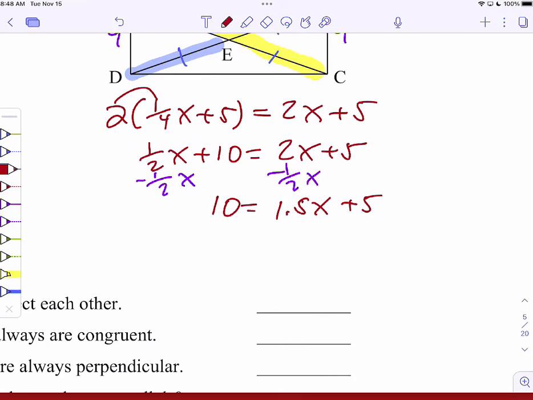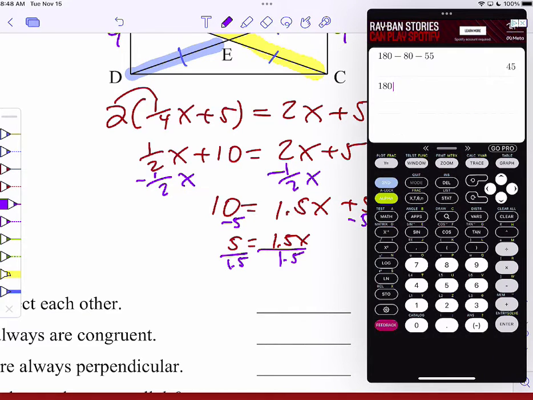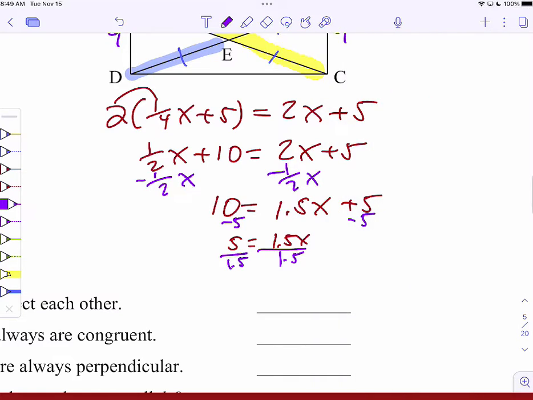Okay, I'm going to zoom in on this so you can see it better. Then I'm going to subtract 5, and I get 5 equals 1.5x. Divide by 1.5. So I have 5 divided by 1.5, and I get 3.3 repeating. 3 1/3. All right, if that's what it is, that's what it is.